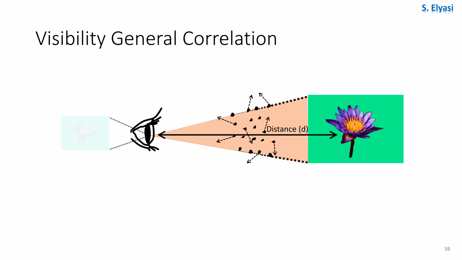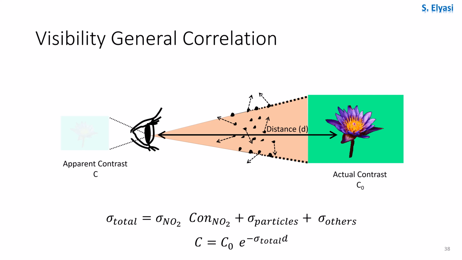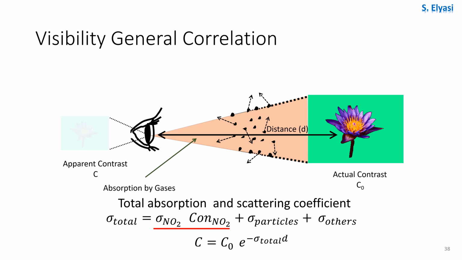If particulate matter, NOx, and other chemicals are present, the overall apparent contrast is significantly reduced. This can be explained by the total extinction coefficient, which is a linear combination of the individual extinction coefficients. The total extinction coefficient equals the product of the NOx absorption extinction coefficient and the NOx concentration in the air, plus the extinction coefficients of particulate matter and other chemicals. The apparent contrast can thus be expressed by the total extinction coefficient.